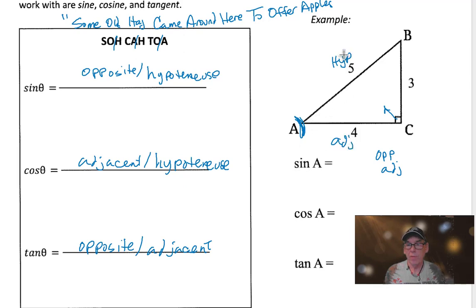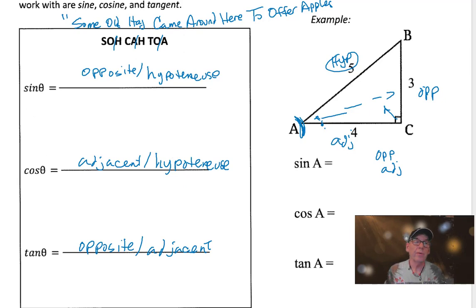So we find the hypotenuse first. That's the longest side opposite the right angle. Then with the two that are left over, the side that we can touch, or the side that actually makes the angle up, like we're standing right here, we could touch this with our left hand. That's the adjacent side. The side we're looking across at is the opposite side.